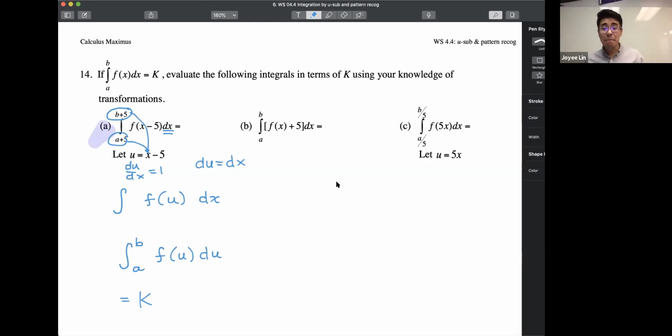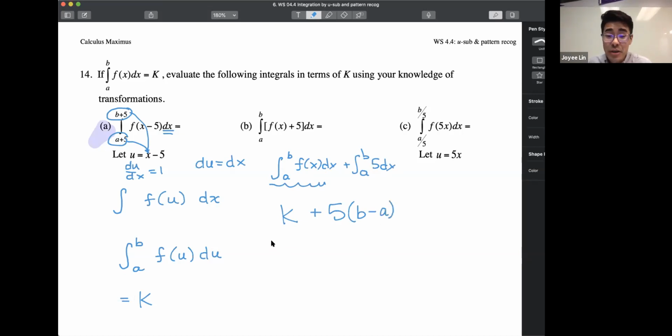Okay, part B. When we want to evaluate this integral here, we just have to separate it, right? So we get the integral from a to b of f of x dx plus the integral from a to b of 5 dx. We know that this integral is equal to k. Remember, there's a couple ways you can do this. One way is if you know that you have a constant and you know the property, you can just say that's 5 times (b minus a).